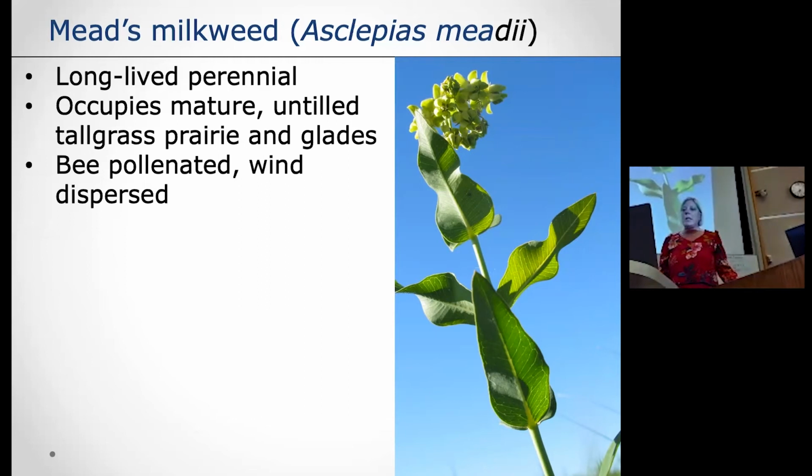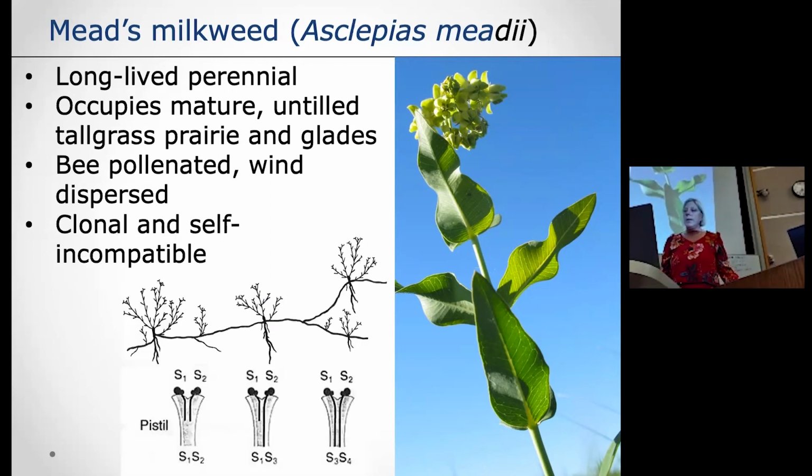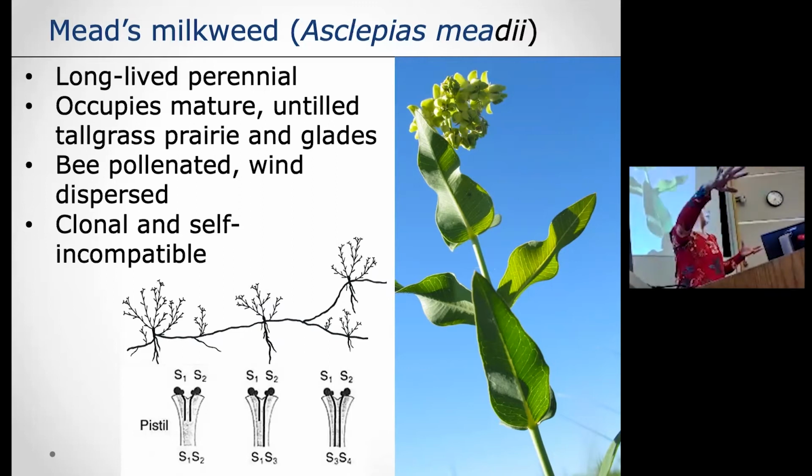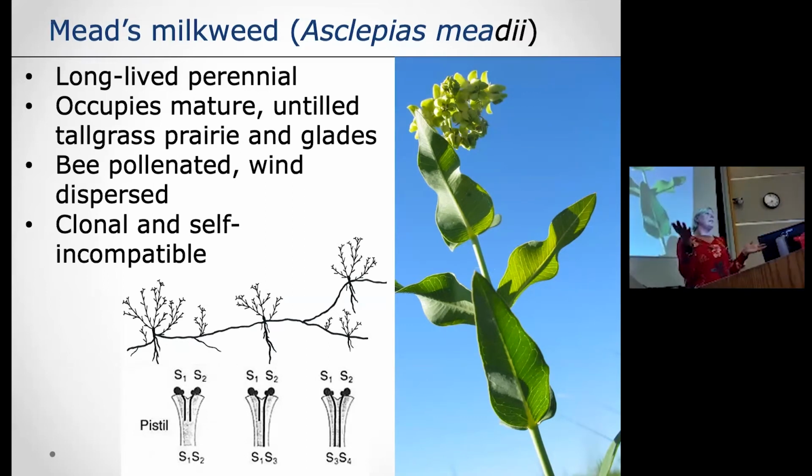This species is bee pollinated and wind dispersed. And another thing that's really important is that it's clonal. So you'll see a cluster of individuals, and they'll be connected underground via their roots. And so if you take leaf tissue from multiple individuals, you'll find that they're all genetically identical to each other. So if you go out to a population, you may see like 50 stems, but it may be that there's only 20 individuals that are actually there.